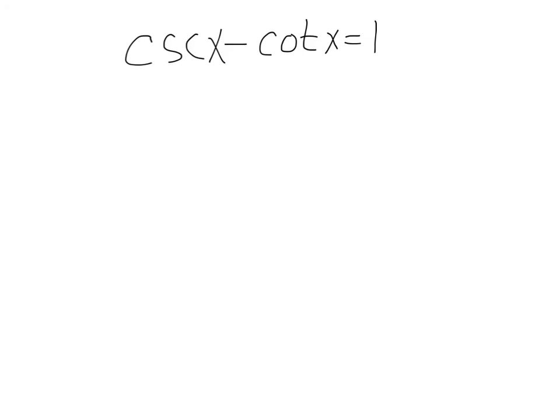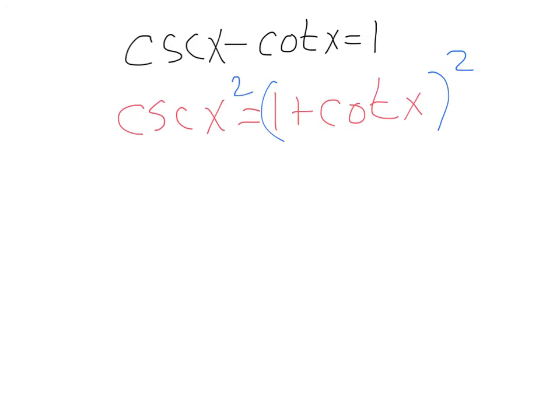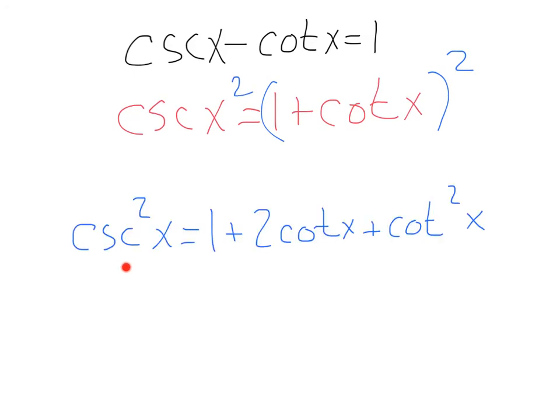So let's first separate our trig functions, getting 1 on each side. If I add cotangent x to the right, I'm going to get cosecant x equals 1 plus cotangent x. From there, let's see what happens if we square both sides. That's going to give us cosecant squared x equals 1 plus 2 cotangent x plus cotangent squared x.